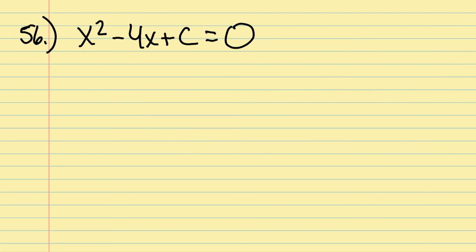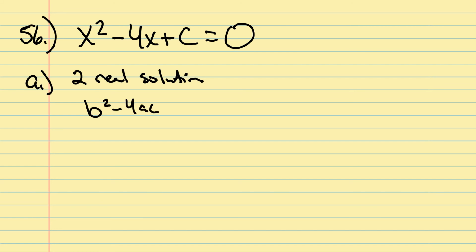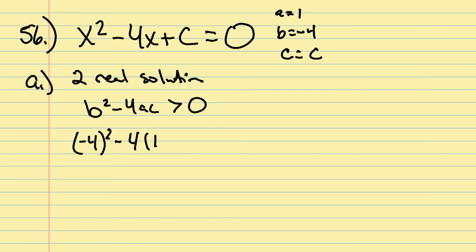Alright, 56 is back to using the discriminant. It's really easy. For part A, they said find out if it has two real solutions. So two real solutions means you have to do b squared minus 4ac. It has to be greater than 0. Well, in this problem, a is 1, b is negative 4, and we don't know what c is, so we're just going to keep it c. So when I plug these in, I get negative 4 squared minus 4 times 1 times c. I actually get 16 minus 4c.